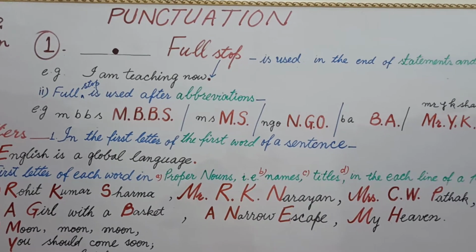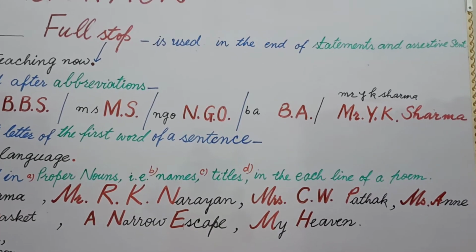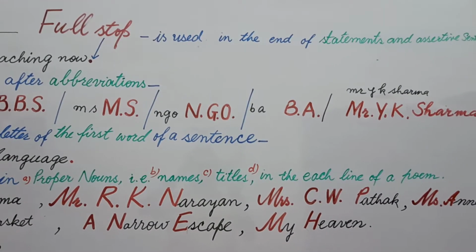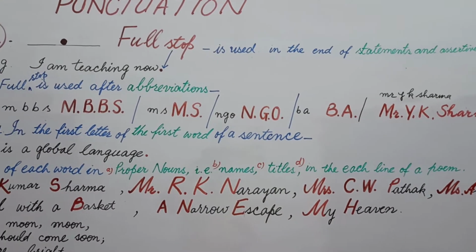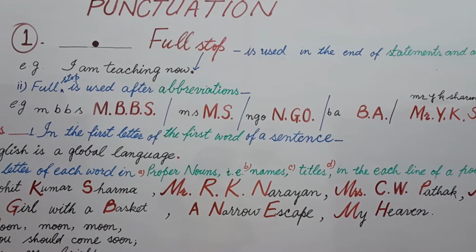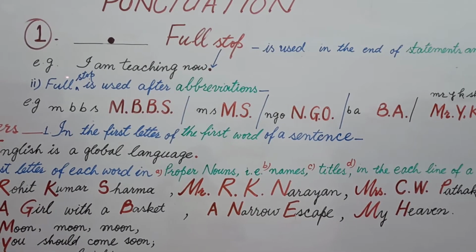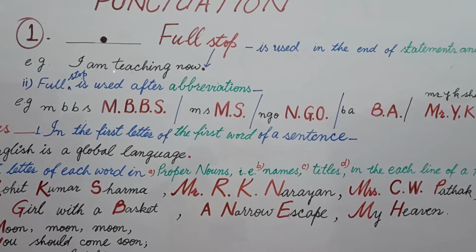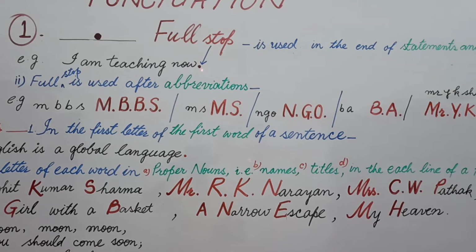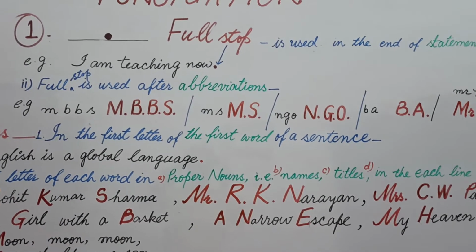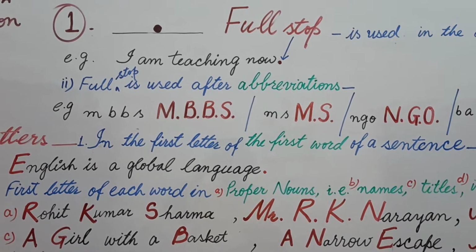It's compulsory. Full stop is used at the end of a statement and assertive sentences. Students, statements and assertive sentences are the sentences in which you don't put any question. You use a full stop after it, just as in an example. For example, I am teaching now. This sentence finishes here, so I use a full stop here, and this full stop should touch the line below.